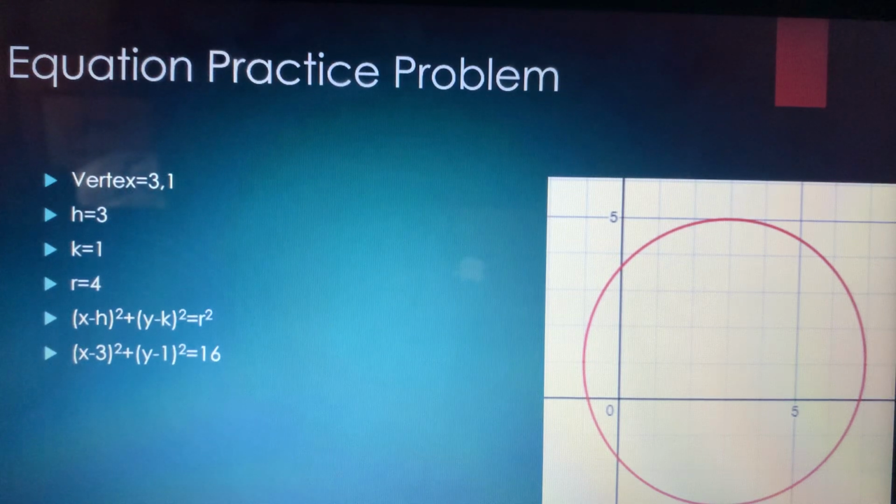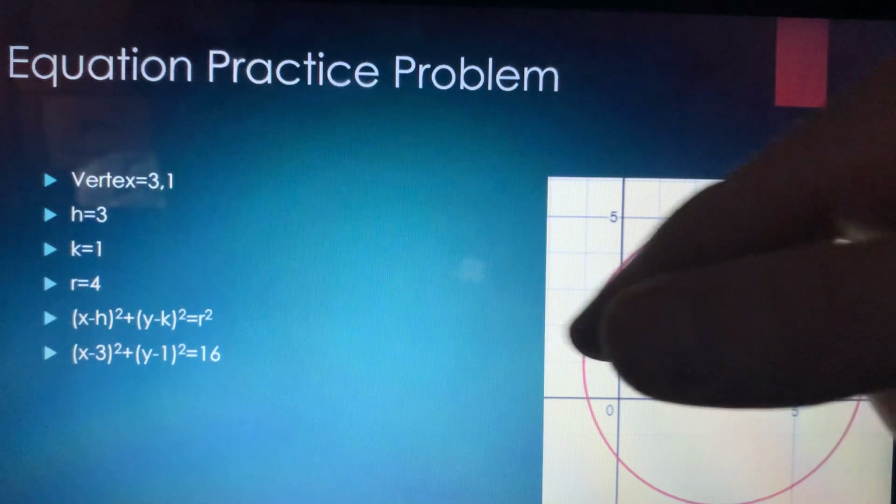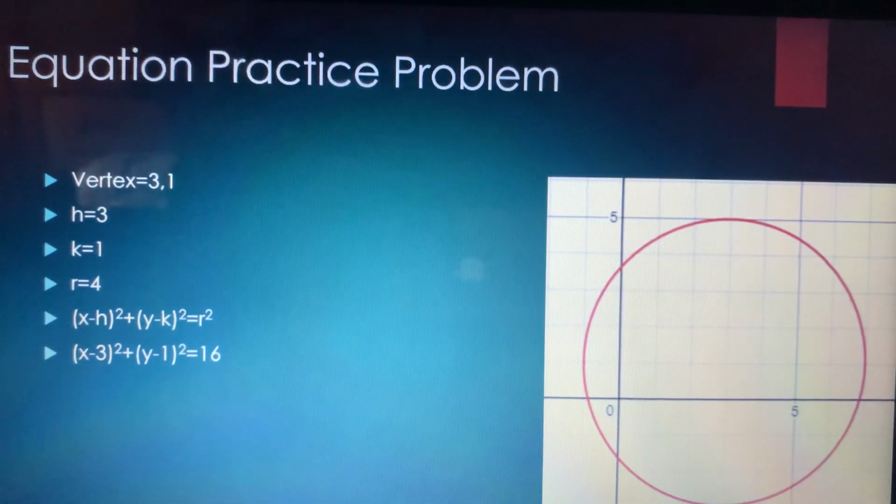And since the x value of our vertex is 3, we know h is 3. And the k value of our vertex is 1. So we know k is 1. And if we look, the vertex is 1, 2, 3, 4 units from the outside. So our radius must be 4. So we got h equals 3, k equals 1, r equals 4, and our vertex is 3, 1.